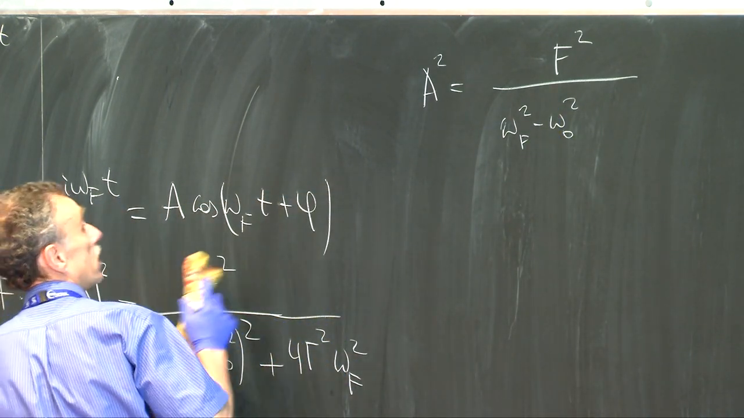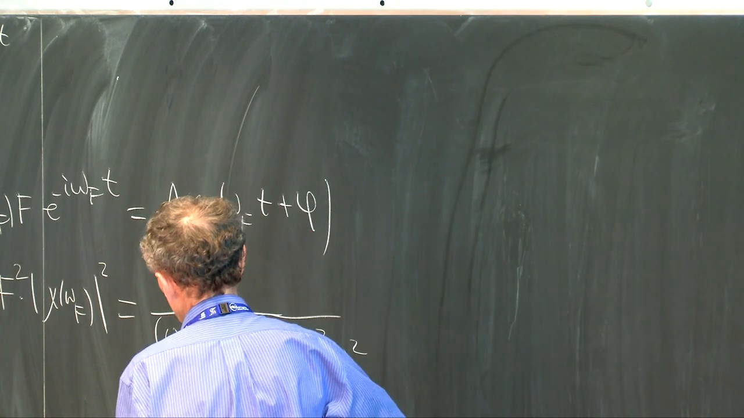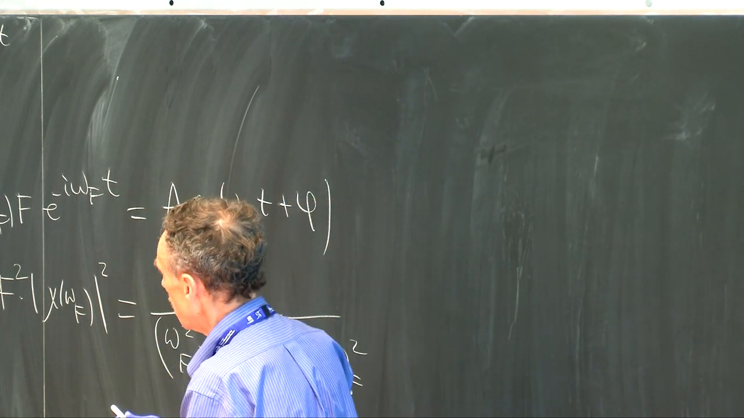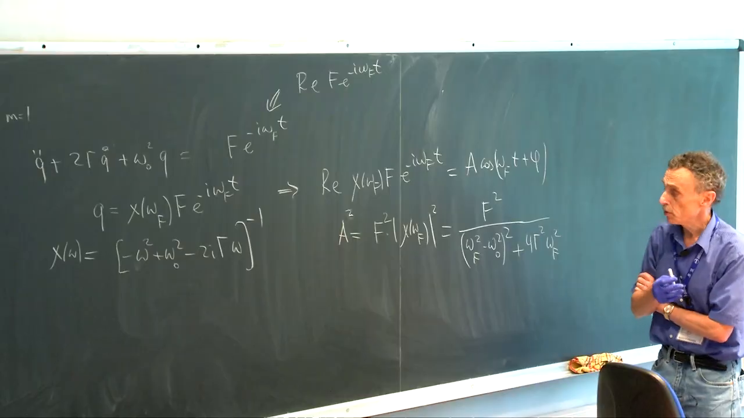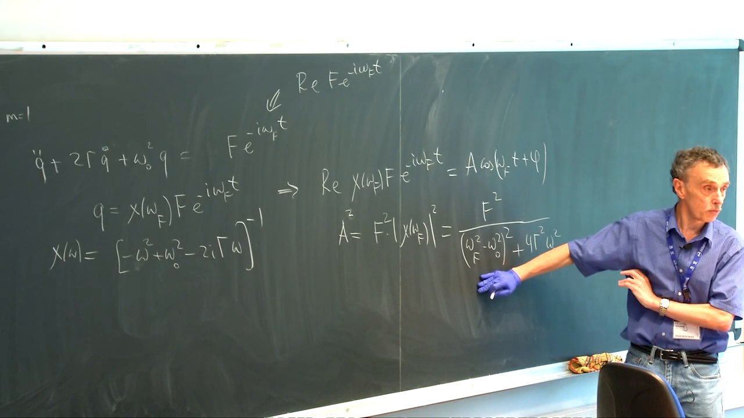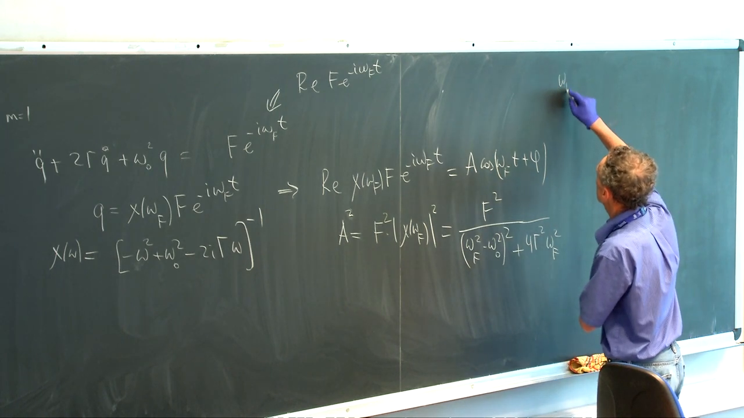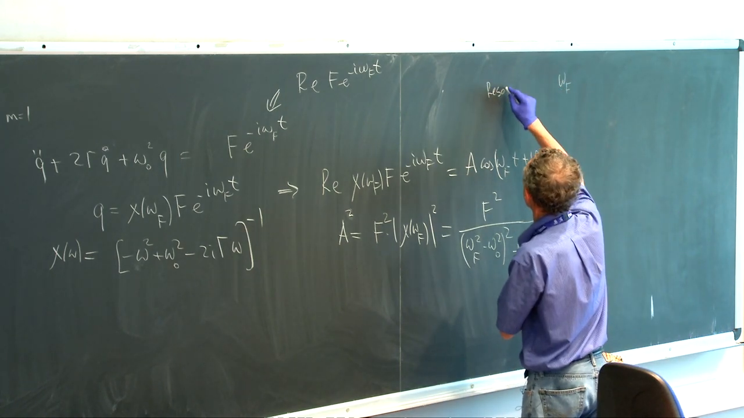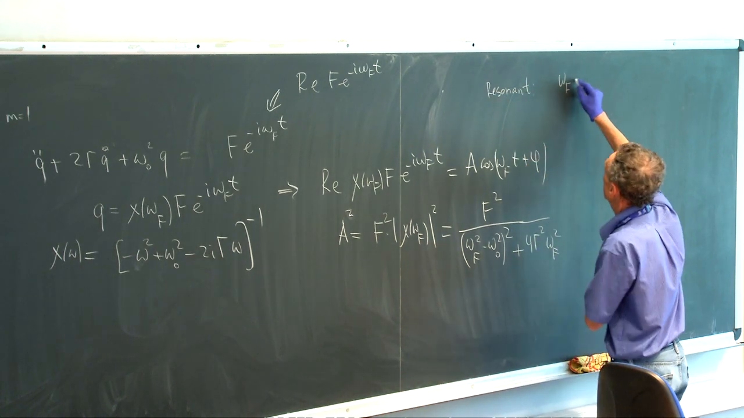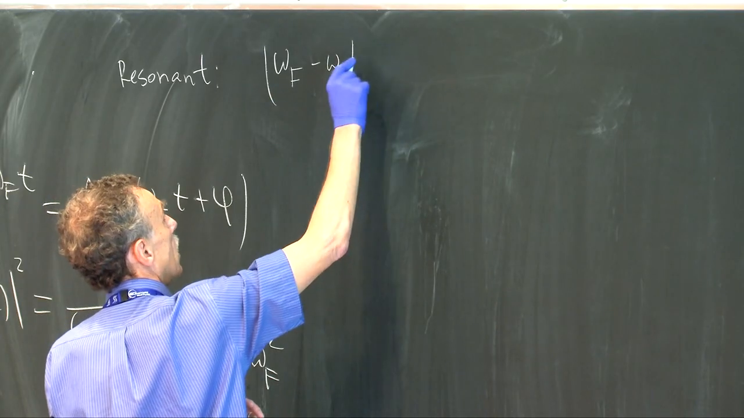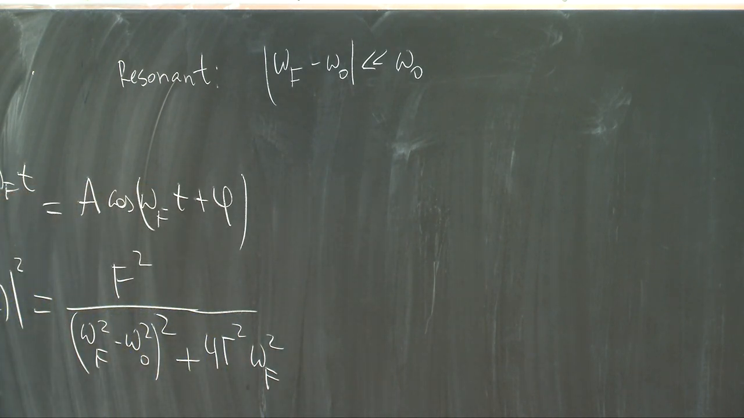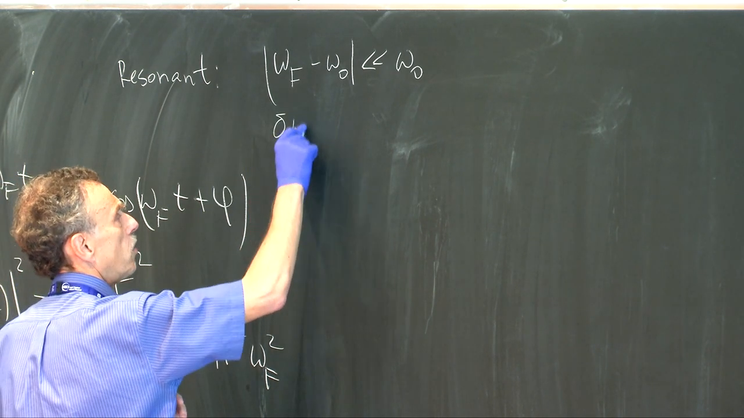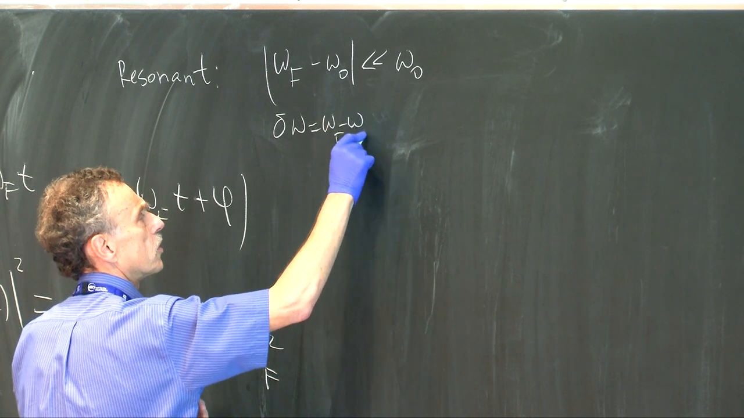Let me simplify it a little bit before I do it, because what I will be talking about for much of this class today and tomorrow is the situation where the driving is almost resonant. So resonant driving: omega f minus omega naught is much less than omega naught. That is, the frequency of the drive is close to the eigenfrequency of the oscillator, and I will use delta omega as omega f minus omega naught.